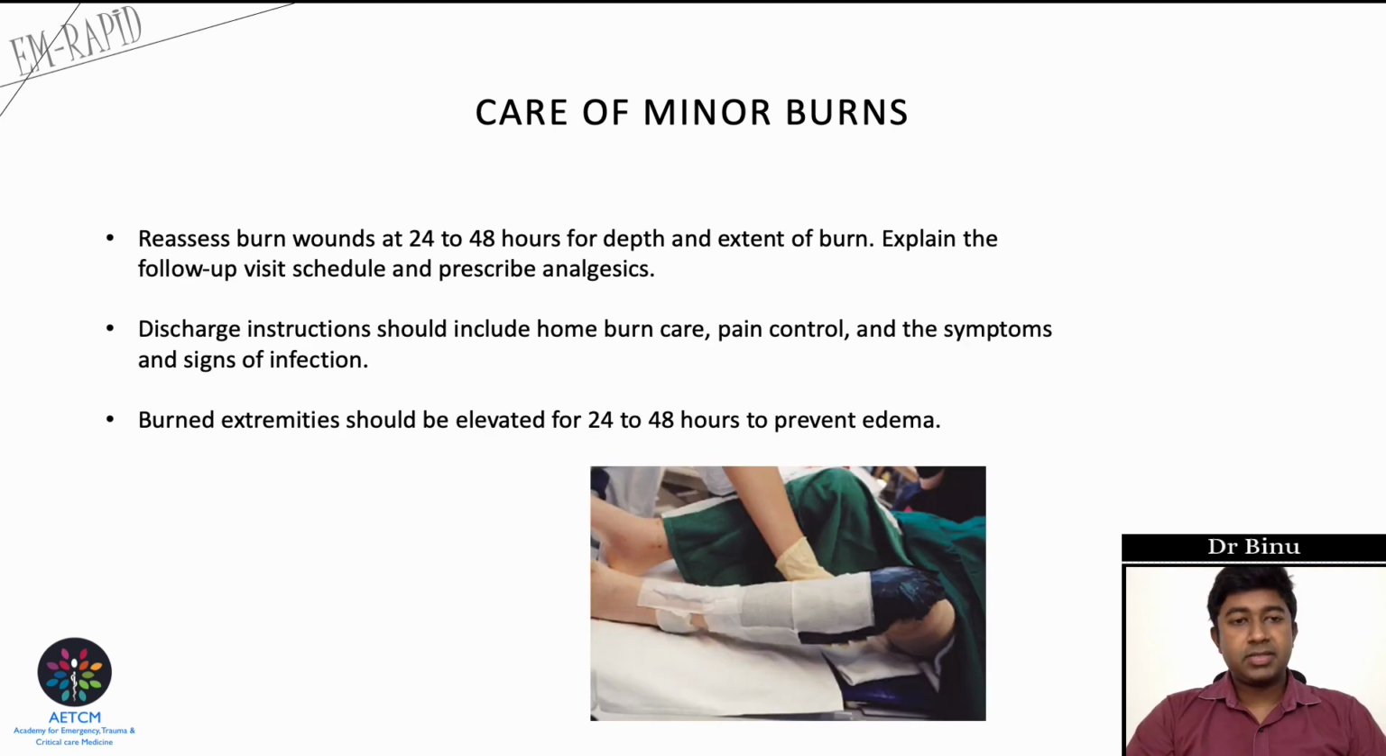So we have to reassess the burn wounds at 24 to 48 hours for depth and extent of burn, explain the follow-up visit schedule, and prescribe analgesics. The discharge instructions should also include home burn care, pain control, and symptoms and signs of infection for which the patient has to come back to the hospital.